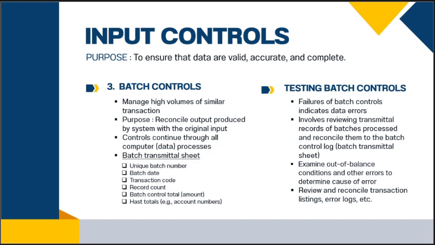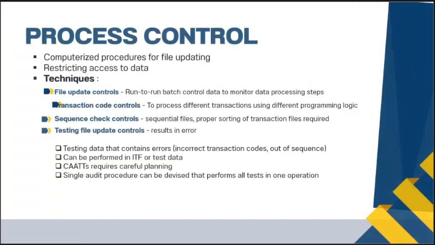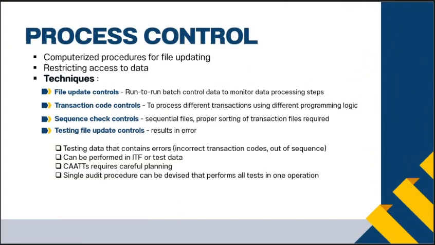Next slide. Now, for process controls naman po, which includes computerized procedures for filing, updating, and restricting access to data. So, depending on the level of computer technology in place, process control may also include physical manual tasks.